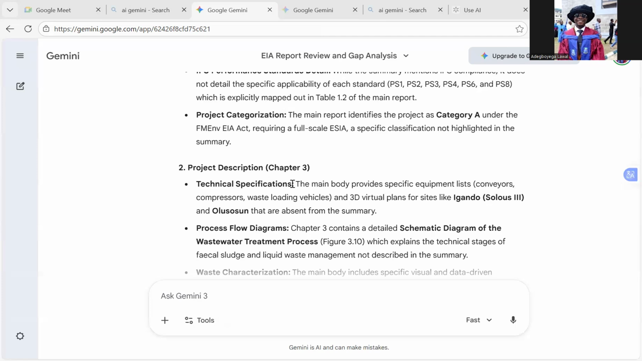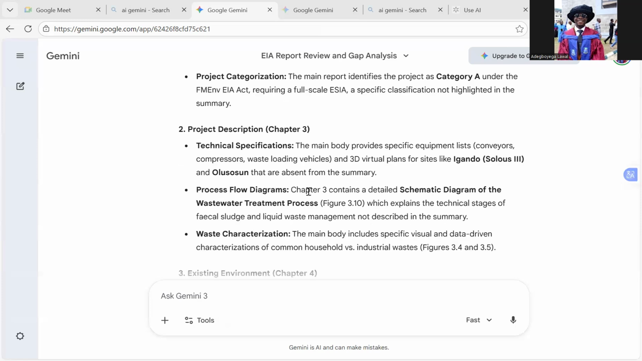So for the technical specification, he said these are some areas. He said the main body should provide a specific equipment list. This was missing from the executive summary. This is the technical equipment that is necessary for the project. The process flow diagram, although we might not need schematics in the executive summary, there are some areas that were not properly discussed in the executive summary.